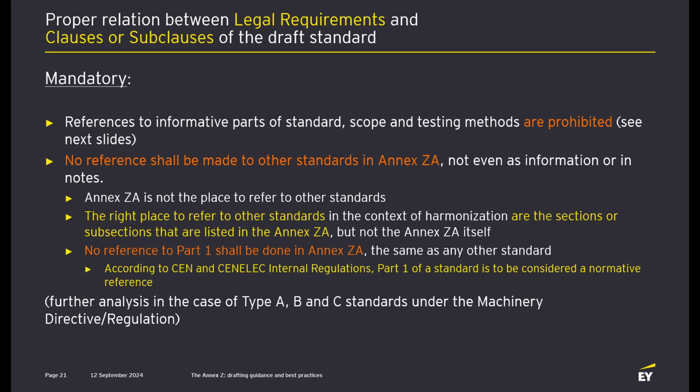And once said that, I must say that in the case of the machinery directive or regulation, where we have type A, type B, and type C standards, further analysis is needed. So this strong requirement that I have placed on you, I can tell you that for the time being, the only case that we could be considering as an exception, but still we have to discuss internally what to do with this, is in the case of type A, type B, and type C. But in the other cases, again, part one is another standard, and therefore we should, like in the case of the other standards, not refer to it in the Annex ZA. Let's go to the next slide. Thank you.